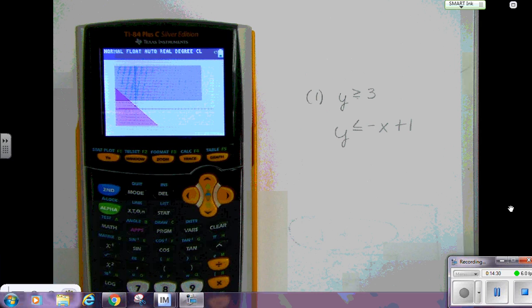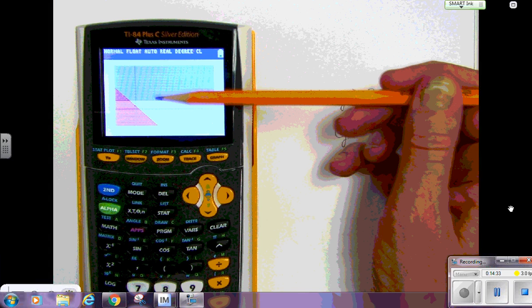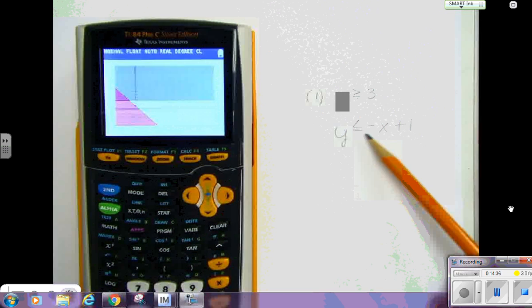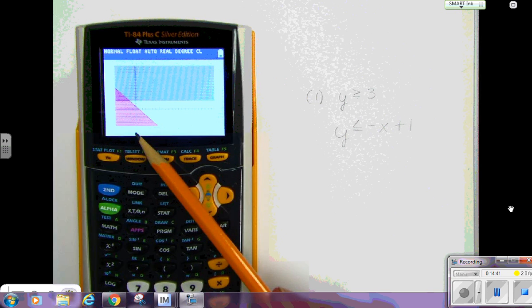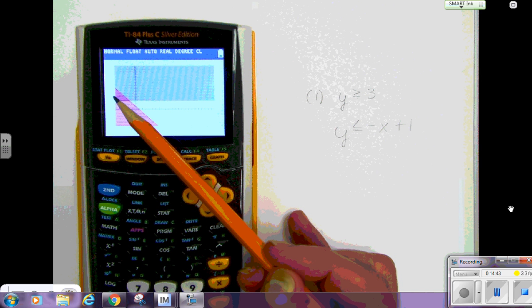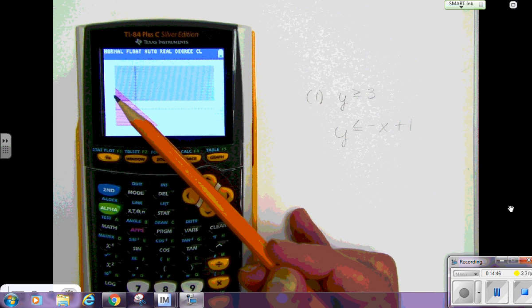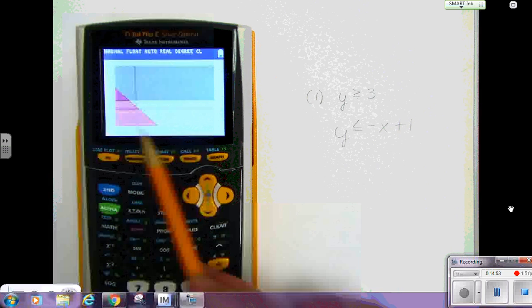So for the Y is greater than 3, you get this blue shaded region. For the Y is less than or equal to negative x plus 1, you get the red shaded region. And the solution of the two graphs is this little tiny part here. Okay, so that's what you would need to graph. This whole thing is what you need to graph. You need to show both shaded parts and where it overlaps.